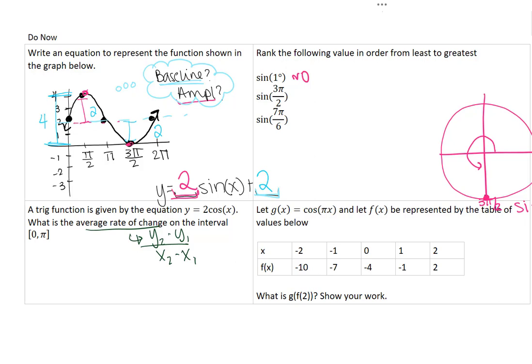And then sine of 7 pi over 6, I know that this is going to be just a little bit more than pi, so let's get, this is -1, and then 7 pi over 6 is going to be pi over 6 more, which is going to put us at about -1/2.